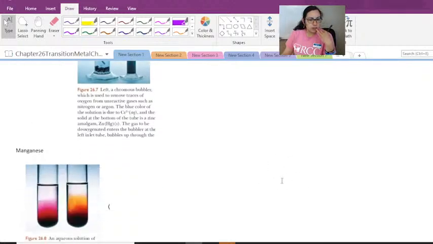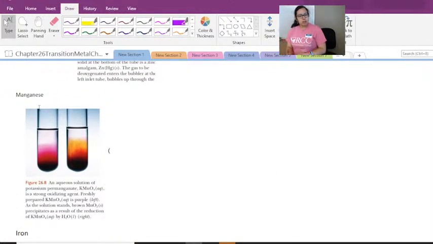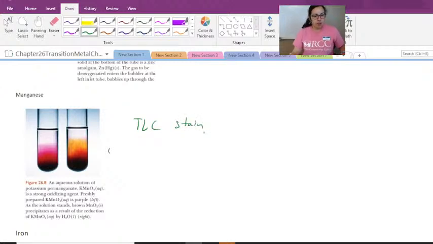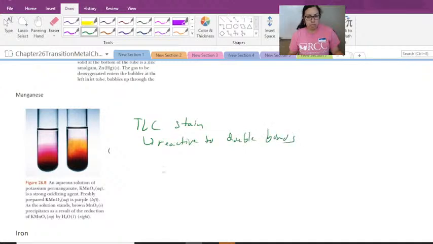fun colors. Let's see. So manganese, most people are familiar with it with the potassium permanganate. And so that's an oxidizing agent. It's also used as a TLC stain. How it works is it's reactive to double bonds. So if you have some sort of double bond, then it will oxidize it. But if there's no double bonds, if you form the alkane product, right, there'll be no reaction.